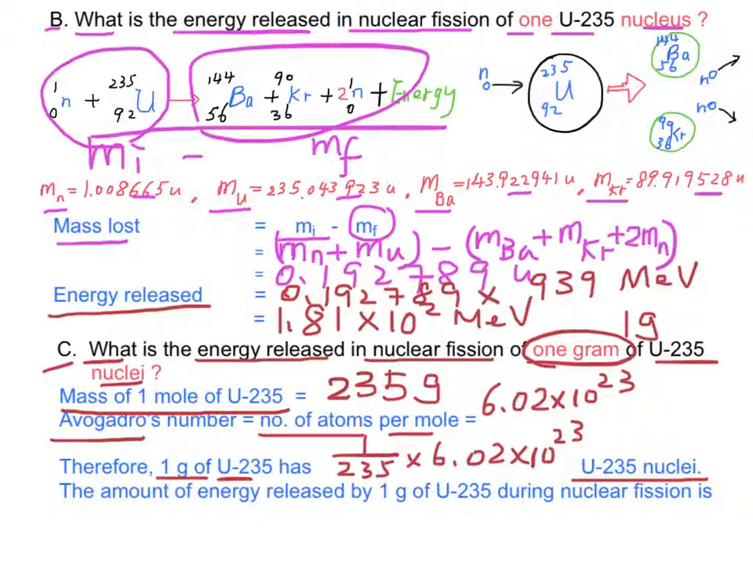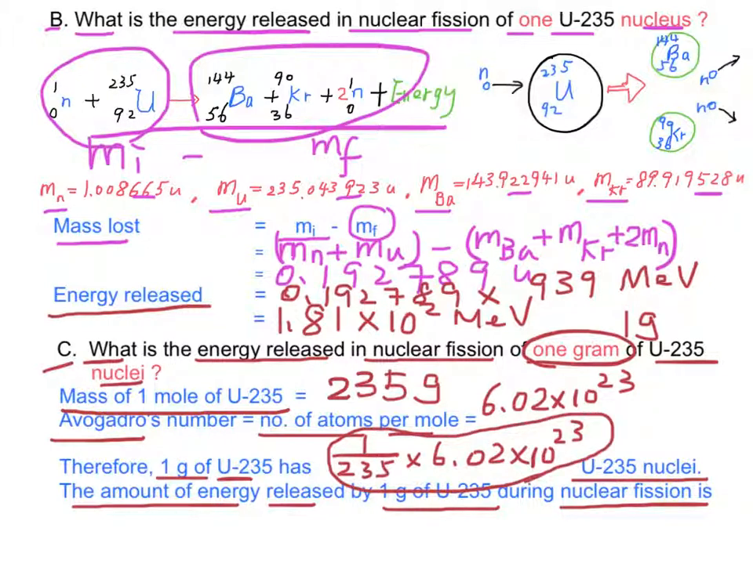Therefore, the amount of energy released by 1 gram of uranium-235 during nuclear fission will be equal to 1/235 times 6.02 times 10 to the power 23 times 1.81 times 10 to the power 2 mega-eV.